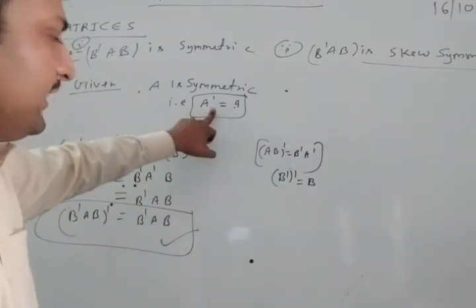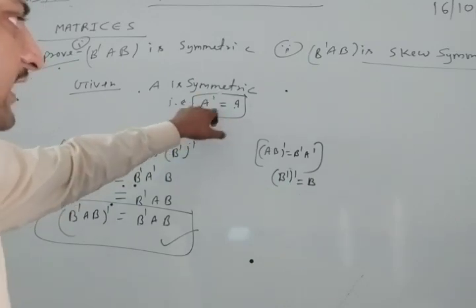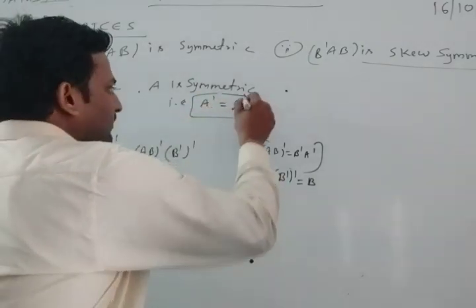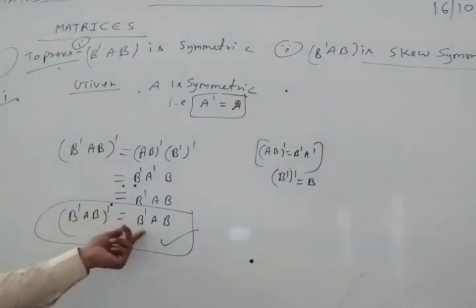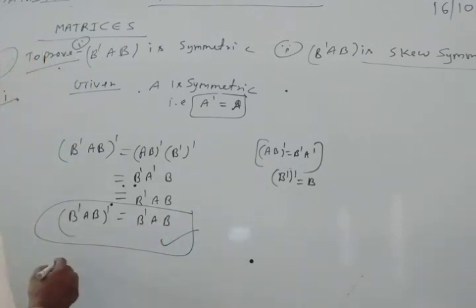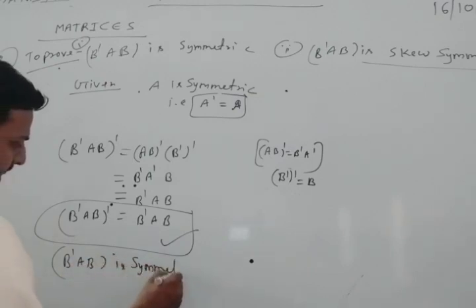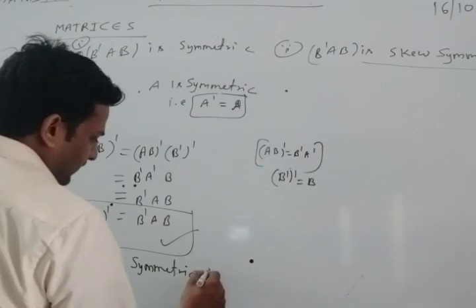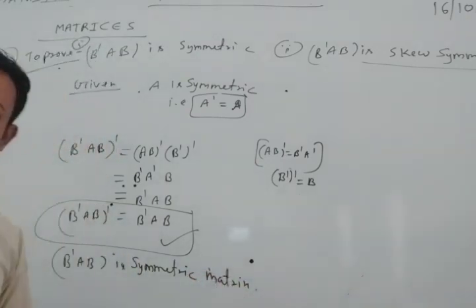Look, A is a symmetric matrix, which means the transpose of the matrix is equal to the matrix. Here we have proved that the transpose of the matrix is equal to the matrix, so it is symmetric. So we write B dash AB is a symmetric matrix. Now we will see the second part.